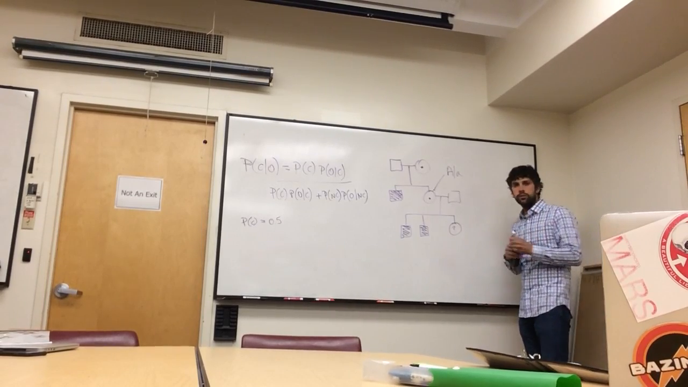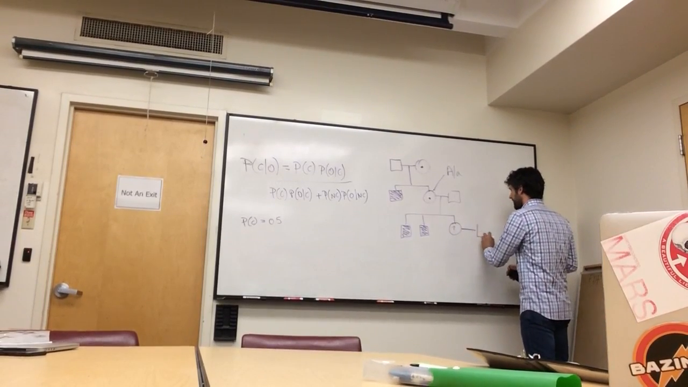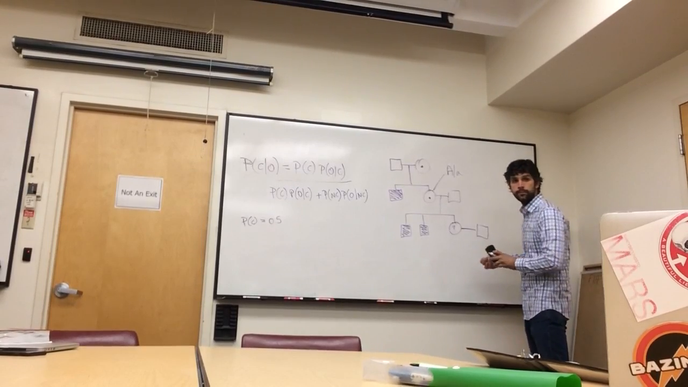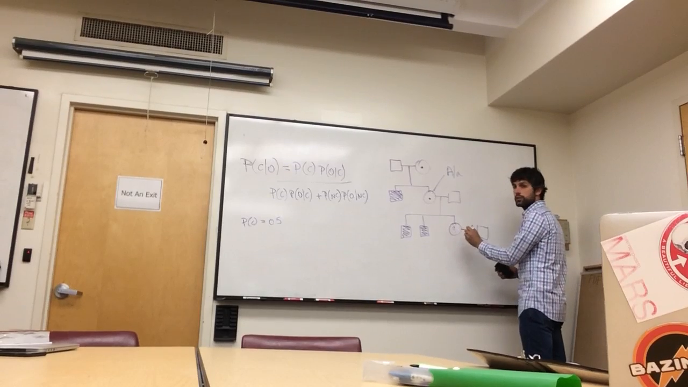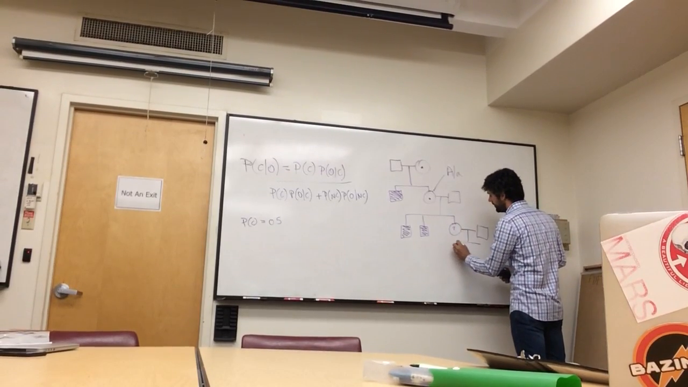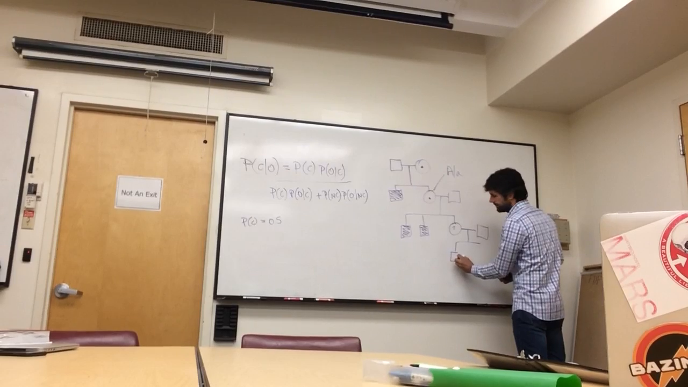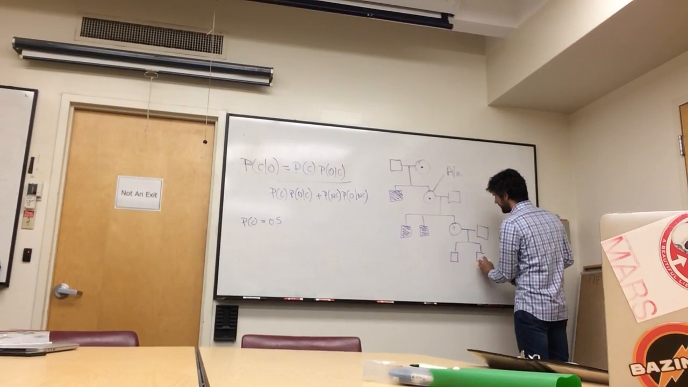Okay? Because we could just say that she has a 50% probability of carrying this. But then there's additional information in this pedigree, and that changes our ability to predict whether or not she's a carrier, because she goes on to have two sons who are unaffected.